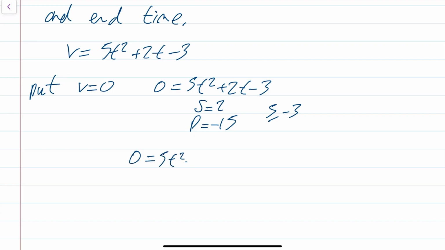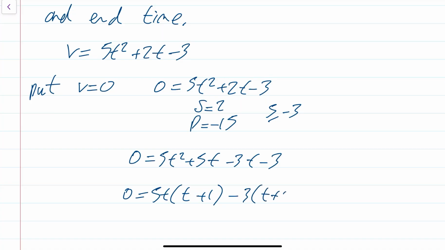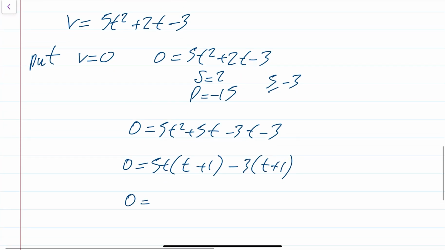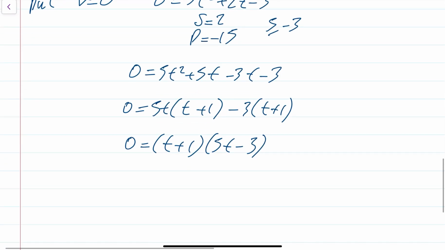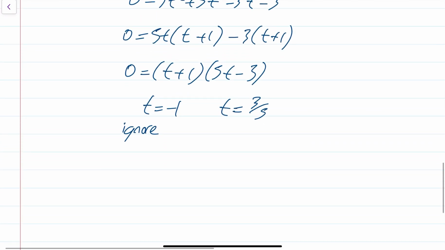So 5t squared plus 5t minus 3t minus 3. Factorize the first two terms, 5t times t plus 1, minus 3 times t plus 1. And that is going to be t plus 1 upon 5t minus 3. So t is equal to minus 1 or t is equal to 3 over 5. Now this one we ignore. Just write down ignore. You don't need to explain. We're ignoring it because it was before our initial time. You're not going to have a negative time anyway.